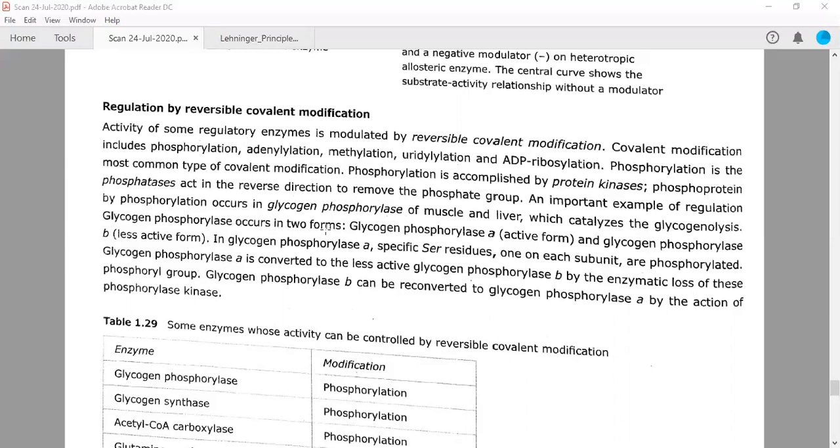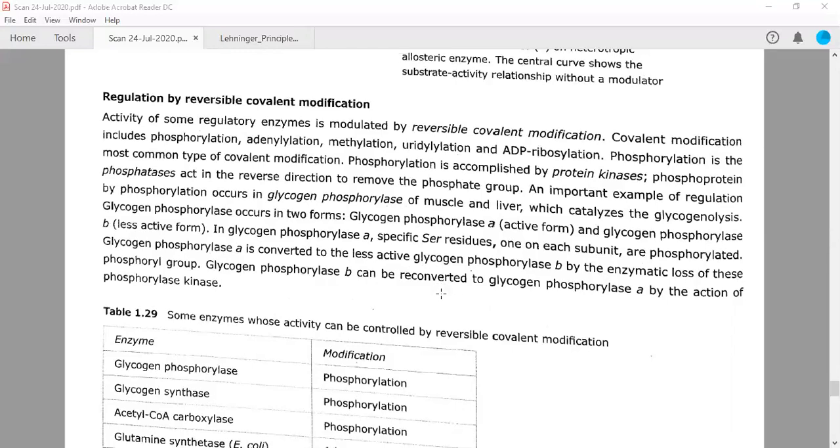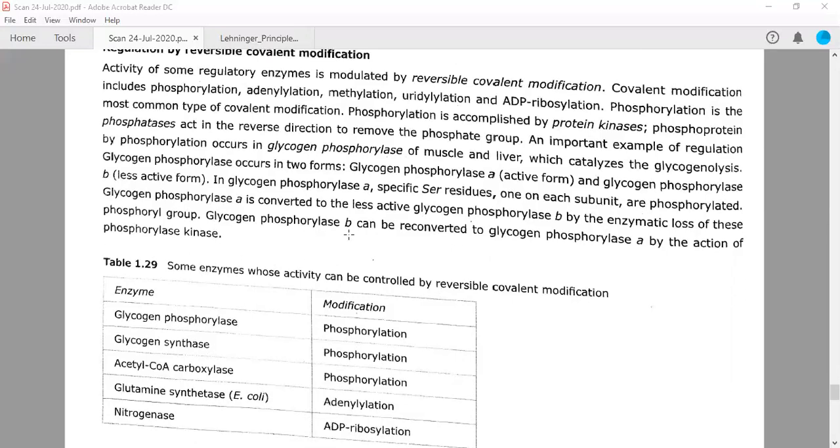Glycogen phosphorylase occurs in two forms, the A form and the B form. A is the active form, B is the less active form, not the inactive form. In glycogen phosphorylase A, there is a specific serine residue. If you phosphorylate the serine residue, it will be the A form. If you remove this phosphate group, it will be the B form. It is converted to the less active B form after enzymatic loss of the phosphoryl group from the serine residue. Glycogen phosphorylase B can be reconverted into glycogen phosphorylase A by the action of kinase.